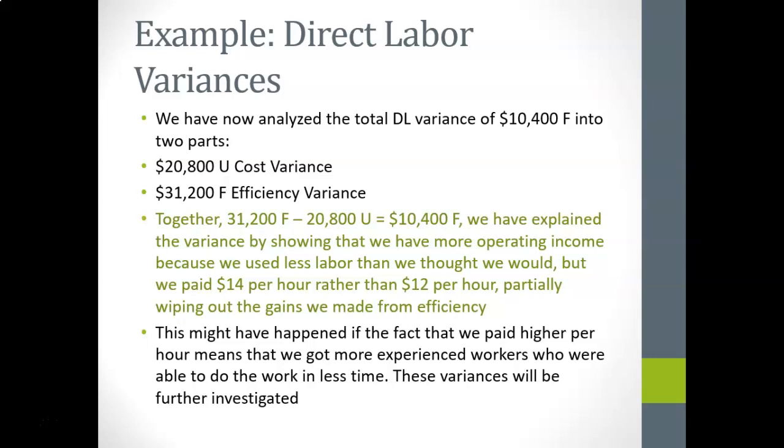So this whole thing might have happened because the fact that we paid that higher per hour means that we got more experienced workers, okay? And they were able to do the work in less time. So a lot of times a company will think, oh, well, we'll just pay the cheapest we can. And if that's inexperienced, whatever. So here, in this particular case, by getting more experienced workers, we were able to get the work done a lot quicker and actually saved money, $10,400 in total, even though we had to spend more.